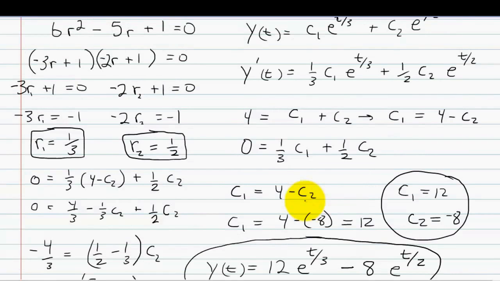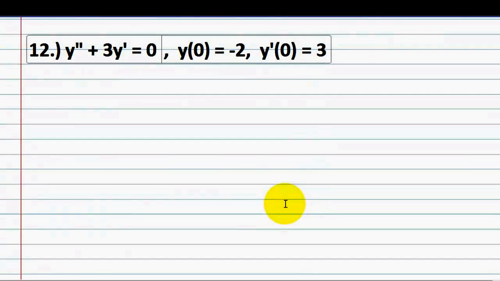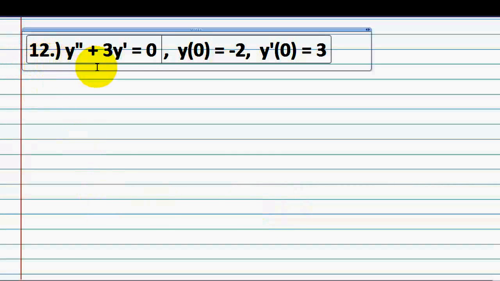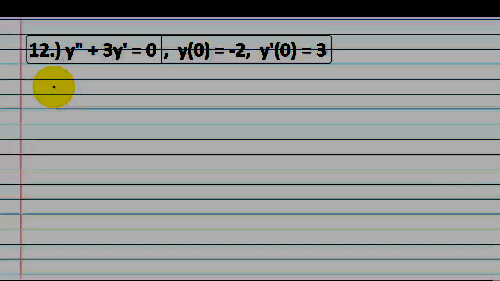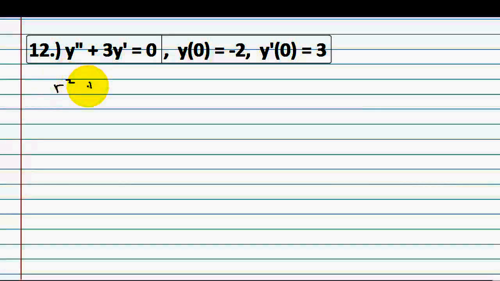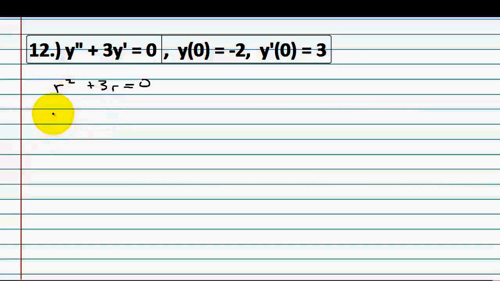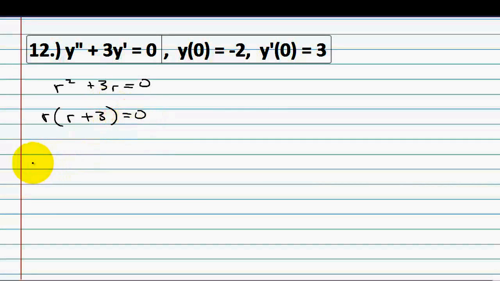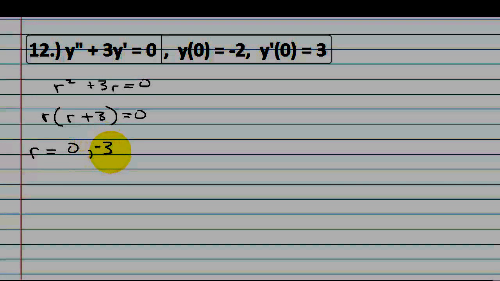Let's continue on to the next one. Now we're dealing with the second derivative of y plus 3 times the first derivative of y is equal to 0. And this one I'm hoping should be a lot quicker than the other ones. So again, let's put it into characteristic form. So first thing we're going to do is take out an r so we can factor this. So we're going to get r plus 3 is equal to 0. So r is going to be equal to 0 and negative 3.